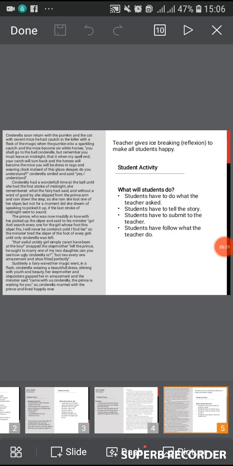While we want to make all students active in our class, in our material, of course, we have to ask all students to tell this storytelling. For example, like this. And for the third one, students have to submit to the teacher. And for the fourth one, students have to follow what the teacher does.